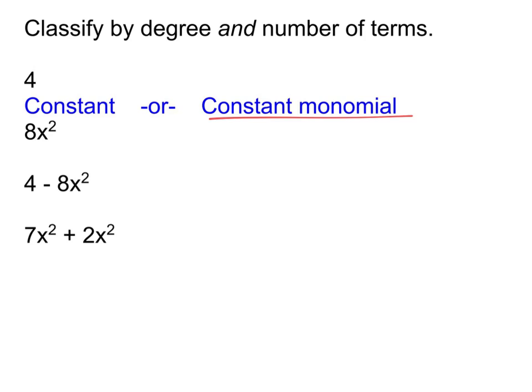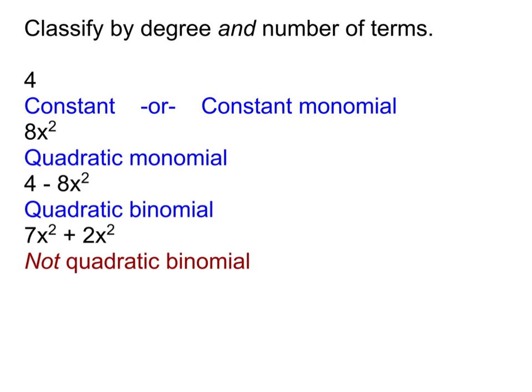All right, and then we go through the same kind of thing for the next few. So for the second one, 8x squared. It is second degree, therefore it is quadratic. One term, quadratic monomial. The one below it, the highest exponent there is the 2. So again, that one's quadratic. But that one is a binomial. But now to be a little bit tricky, the last one is not a quadratic binomial. I was tricky on you there. Do you see why?